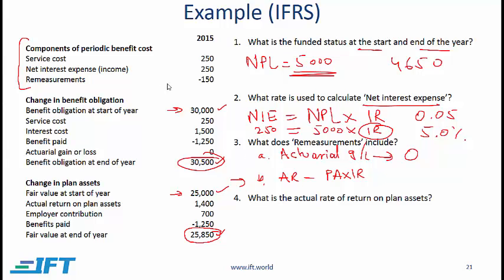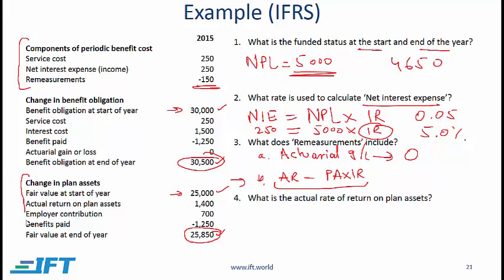And we are shown that number, minus 150. A minus here means a gain. Since the service cost and net interest expense are shown as positive numbers, the remeasurements is negative, which means that this is positive. So let me show you where this 150 number comes from.